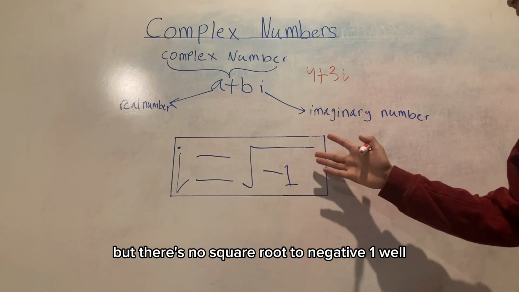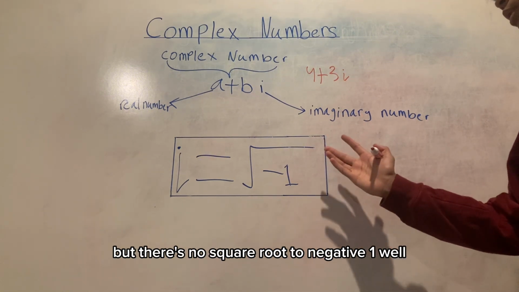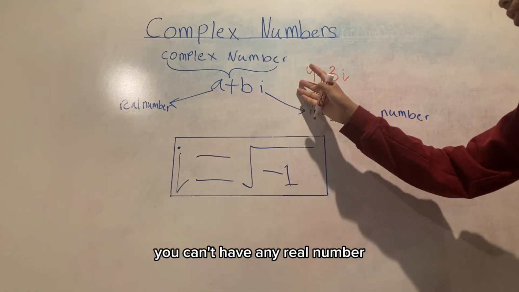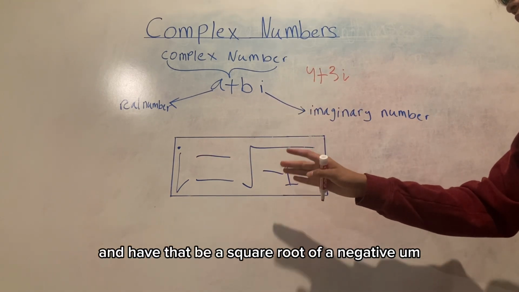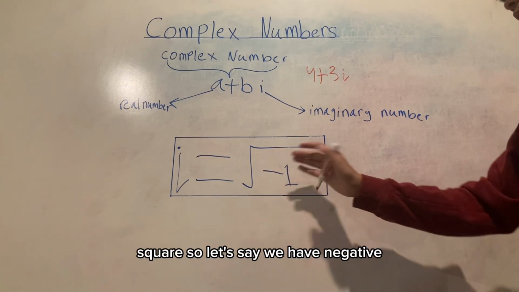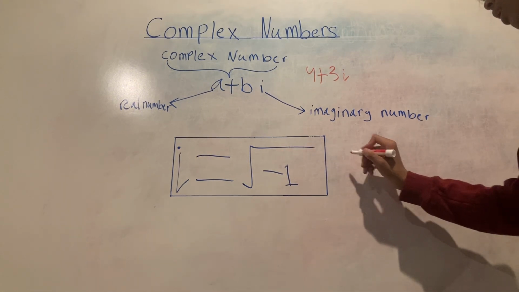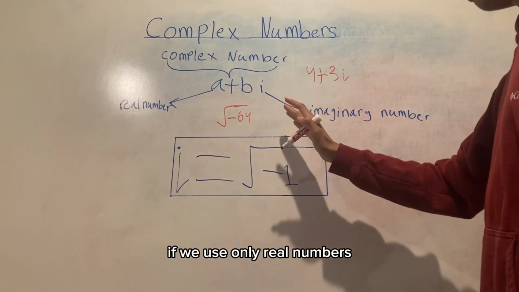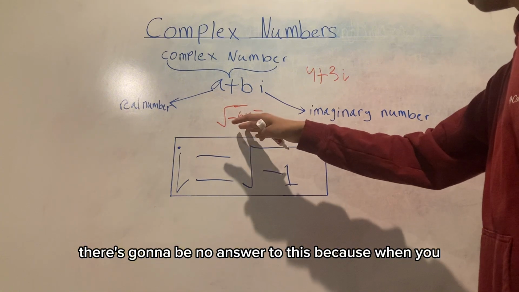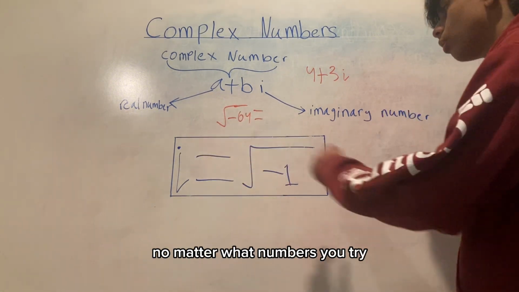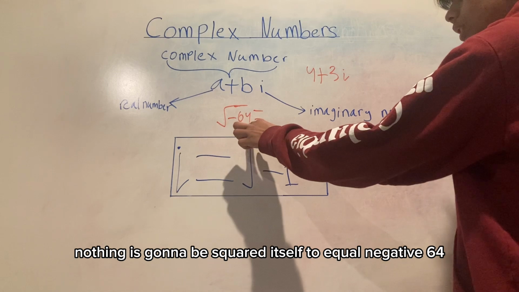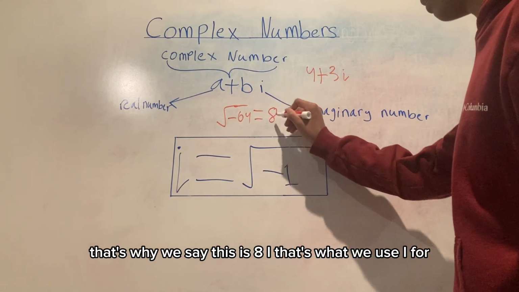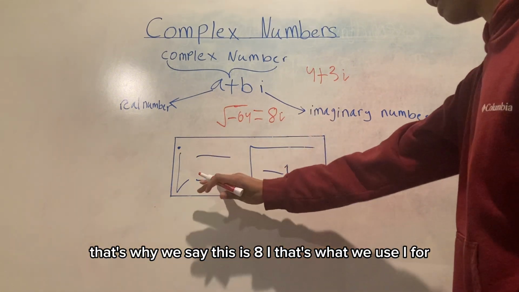And you might be thinking, but there's no square root of -1. Well, there is when you're talking about imaginary numbers. You can't have any real number be the square root of a negative number. So let's say we have the square root of -64. If we use only real numbers, there's going to be no answer to this, because no matter what numbers you try, nothing multiplied by itself is going to equal -64. That's why we say this is 8i. That's what we use i for.